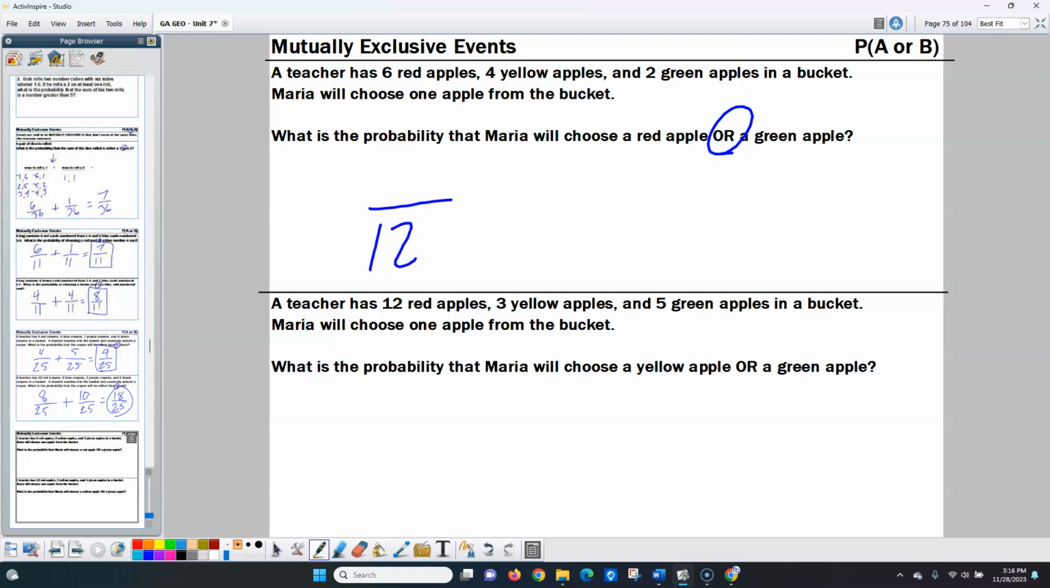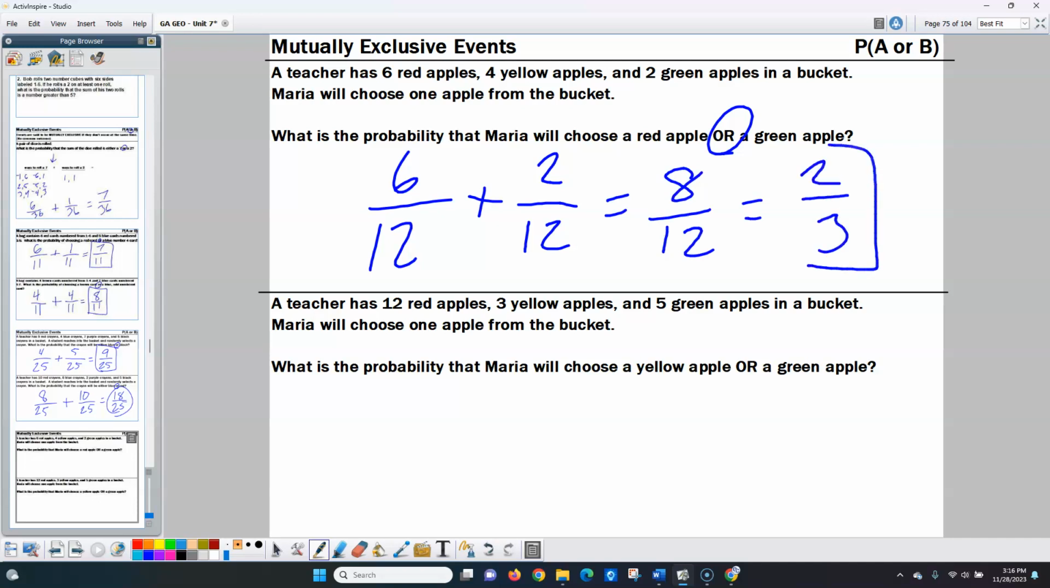And a red apple would be 6 of them. Or means to add. There's 12 apples in there. Green would be 2. That would be 8 out of 12. You punched in your calculator and it told you 2 out of 3.